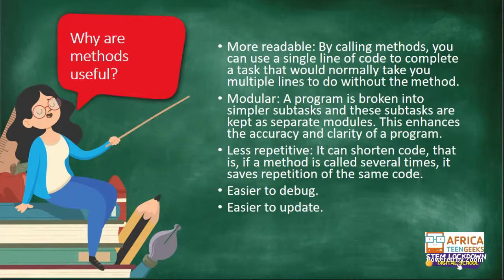And then the third point over here, which is sort of a continuation of what I just said, it is less repetitive. So you can shorten the code. You're not copying and pasting. So it's shortened code. That is, if a method is called several times, it saves repetition of the same code. And in our example today, we're going to actually do that, where we call the same method more than once.